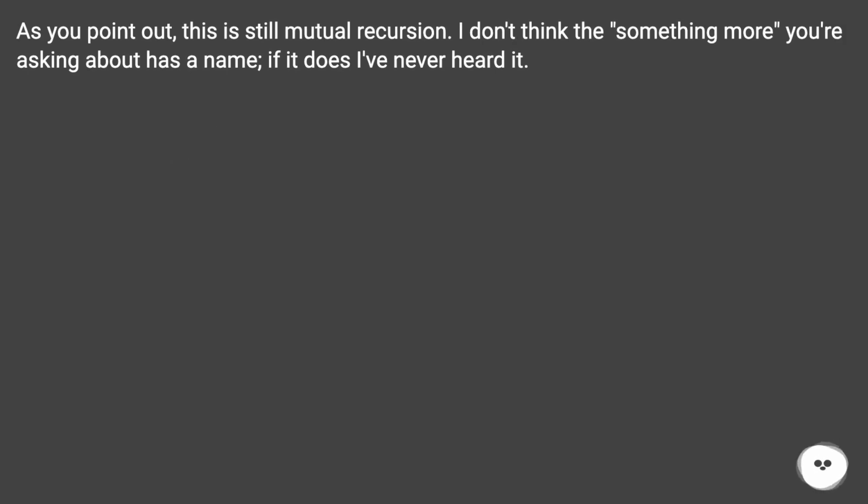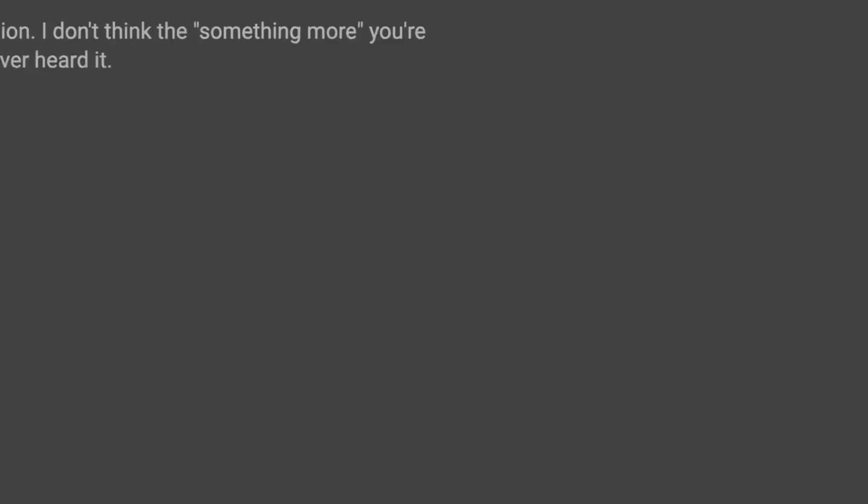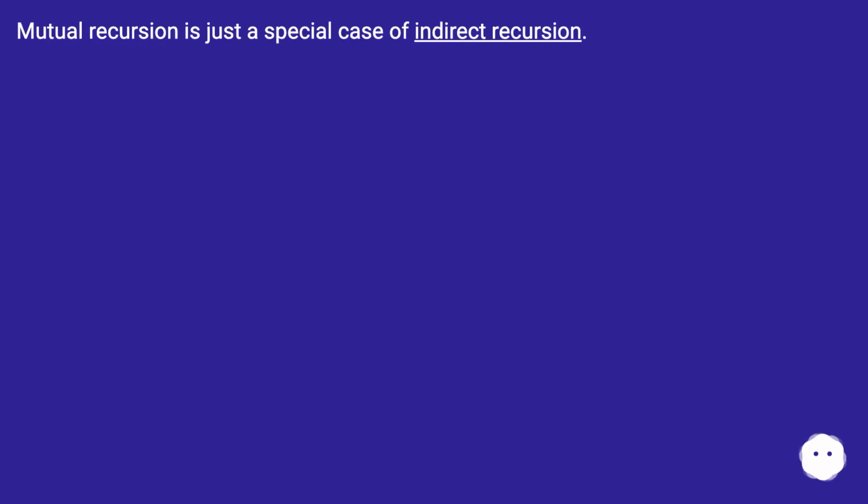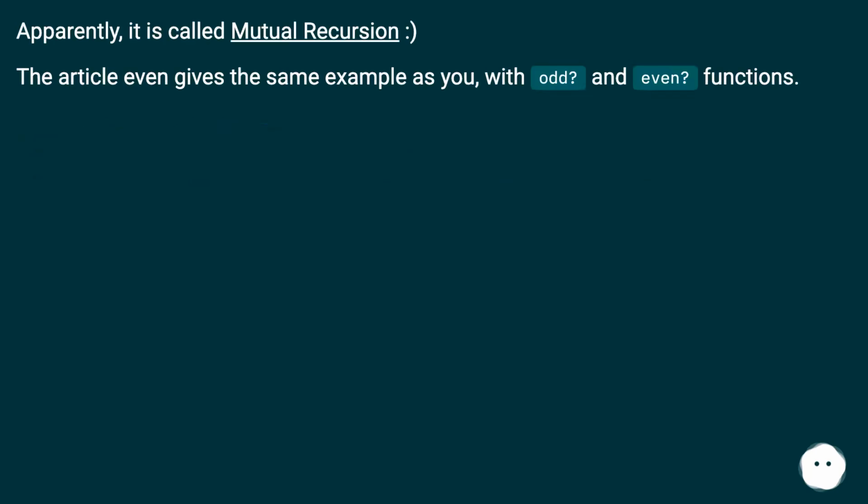As you point out, this is still mutual recursion. I don't think the something more you're asking about has a name. If it does, I've never heard it. Mutual recursion is just a special case of indirect recursion. Apparently, it is called mutual recursion, smiley face. The article even gives the same example as you, with odd question mark and even question mark functions.